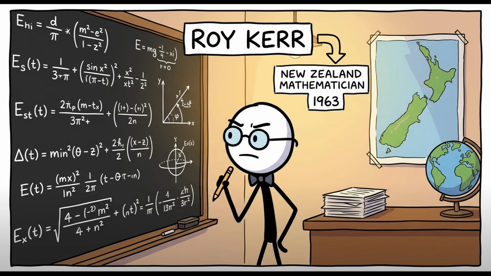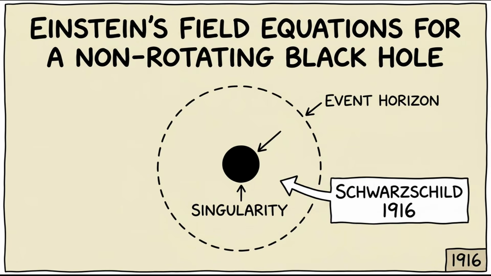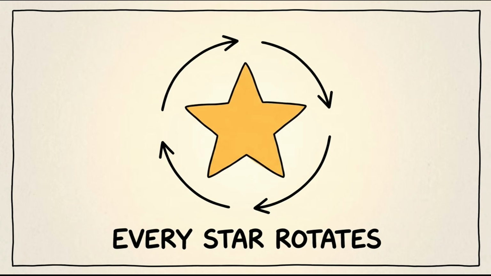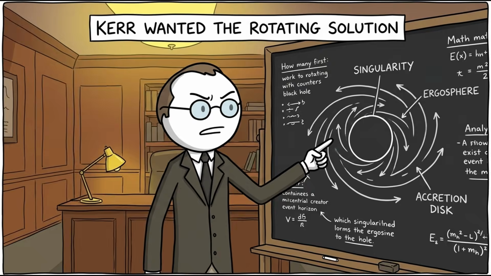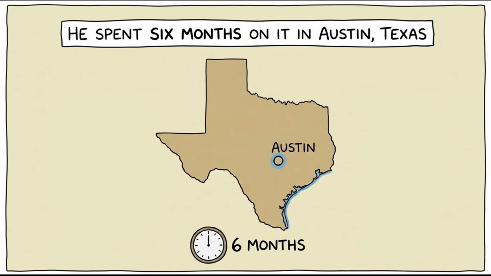In 1963, New Zealand mathematician Roy Kerr was trying to solve a technical problem. Einstein's field equations for a non-rotating black hole had been solved by Carl Schwarzschild in 1916. Every star rotates. Kerr wanted the rotating solution. He spent 6 months on it in Austin, Texas.